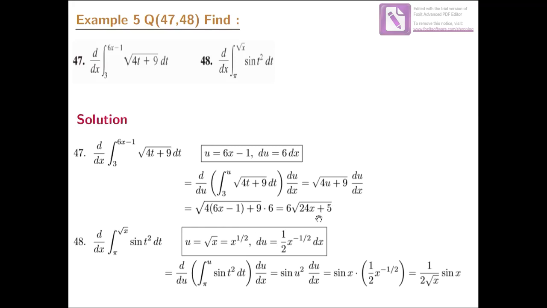Or directly, what you will do, you will say square root of 4t plus 9. You replace t by 6x minus 1, then you multiply by the derivative of 6x minus 1, which is 6. So we'll get 6 multiplied by square root of 4 times (6x minus 1) plus 9.